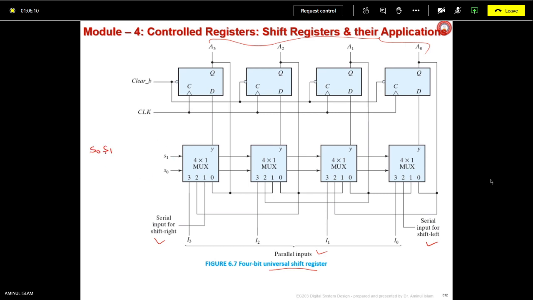You have S1 and S0 control signals for the muxes. Let us try to understand what will happen. Say 00, 01, 10, 11. These are the control signals. What operation will be performed? I will not tell you till now. For 00, what operation would be performed? No change.